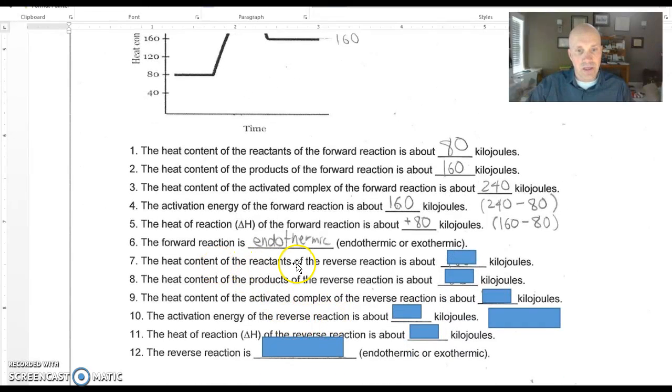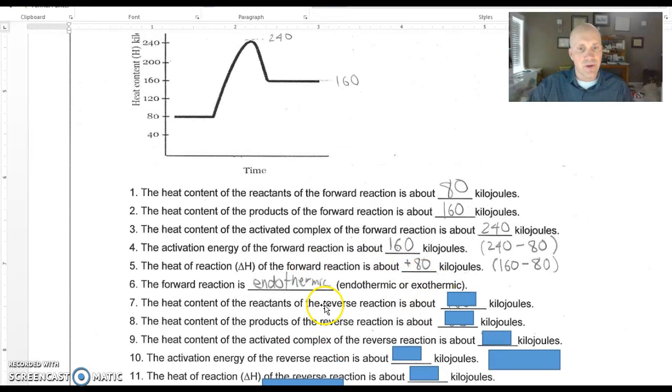So the heat content of the reactants in the reverse reaction, that's another way of saying the products of the forward reaction, is going to be 160. The products of the reverse reaction, if we're going this way, that's going to be 80. The heat content of the activated complex: the activated complex is the same whether you're going forwards or backwards, so that's going to be 240.